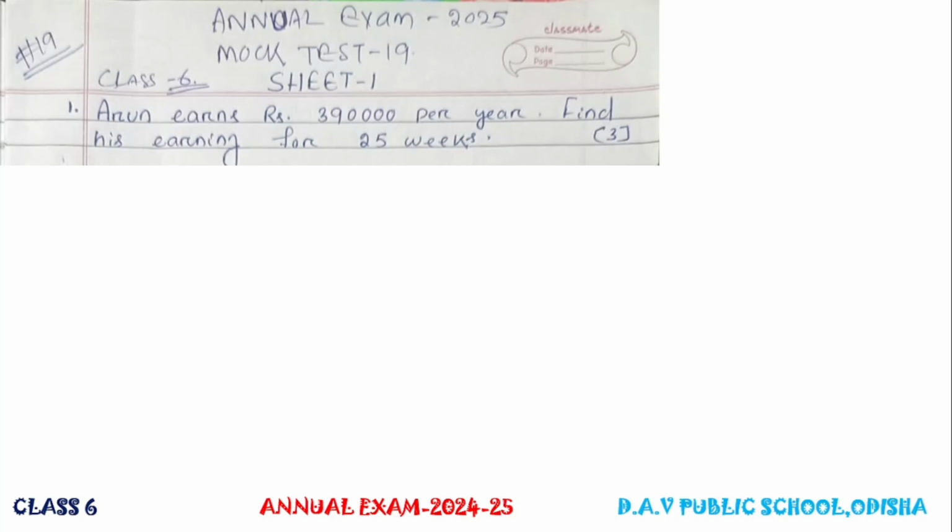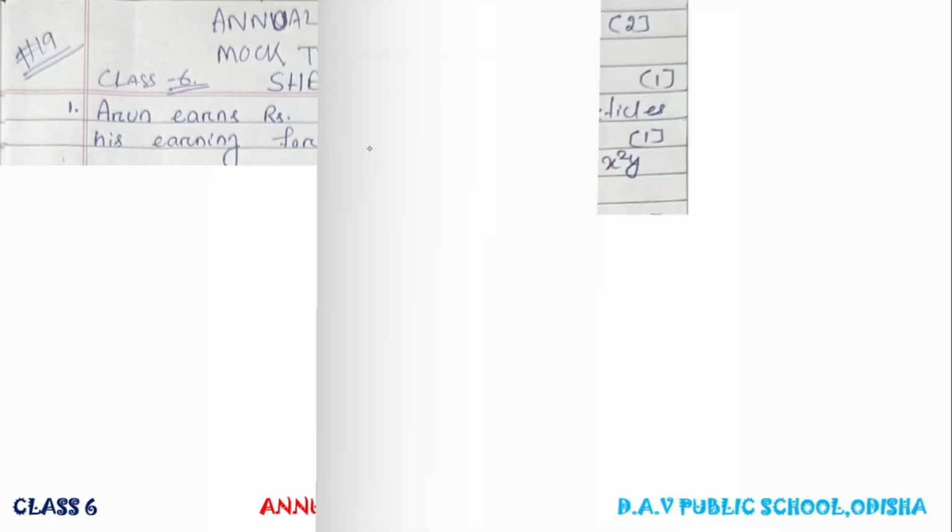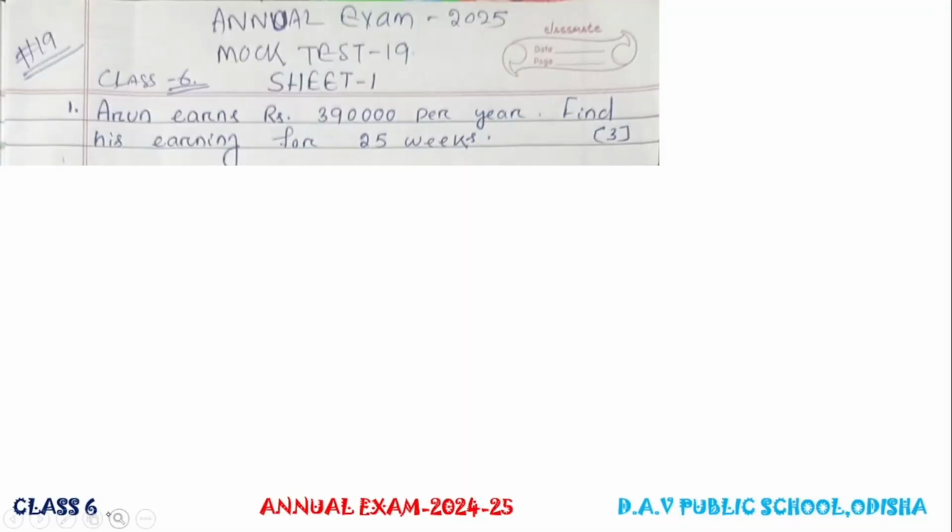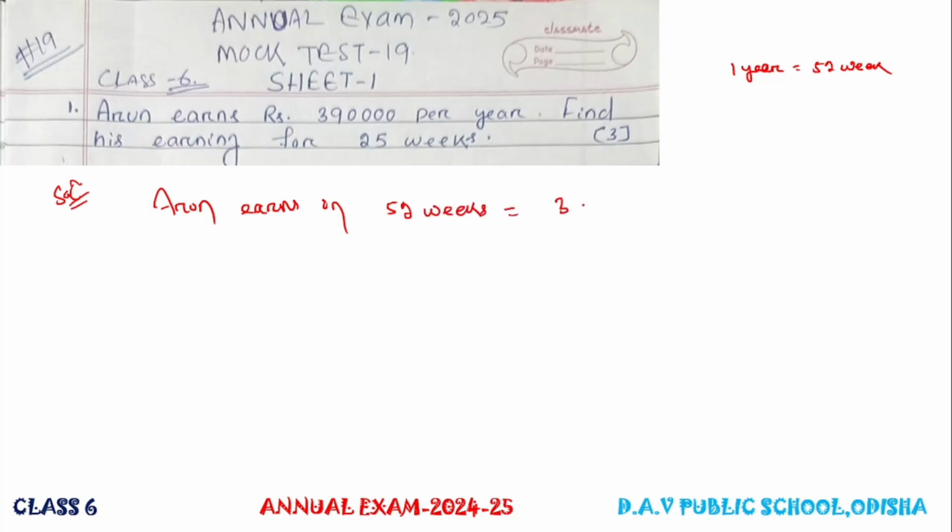Arun earns rupees 3,90,000 per year. Find his earning for 25 weeks. So how to solve? First of all we convert 1 year to weeks. 1 year is equal to 52 weeks. Yes or no? Means Arun earns 3,90,000 in 52 weeks. So we can write the solution: Arun earns in 52 weeks is equal to 3,90,000.